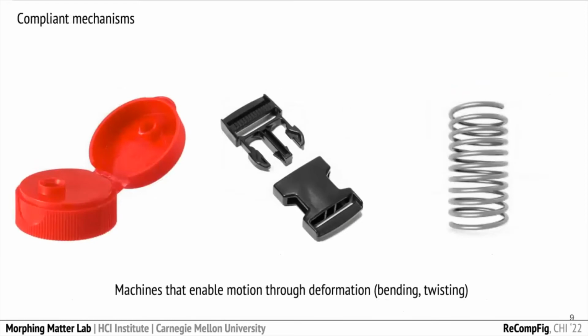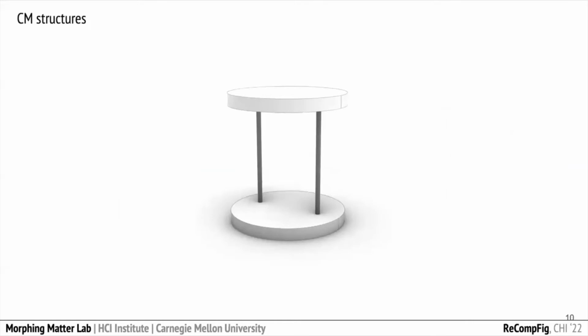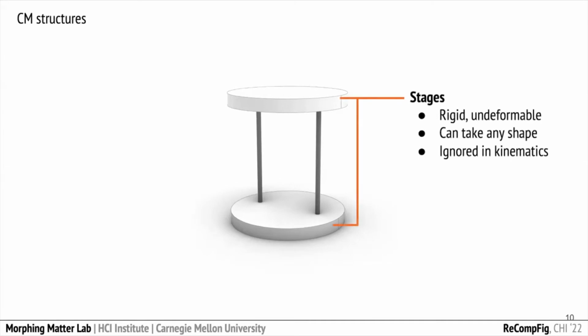We've seen this slide before, but just a quick reminder, these are some daily examples of compliant mechanisms. A compliant mechanism is typically made of two types of components. One of them is rigid components. They're rigid by their geometry, so they're more blocky, chunky, and solid, and they're undeformable most of the time, but they can take any shape to provide any functional purpose.